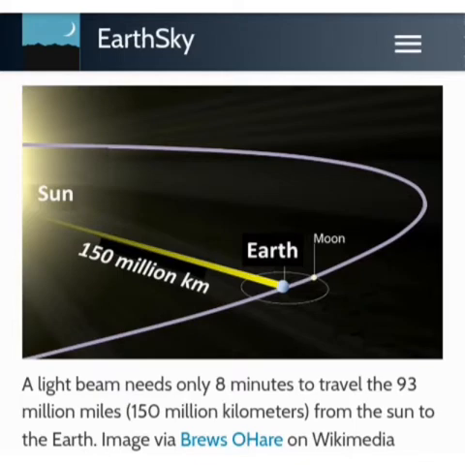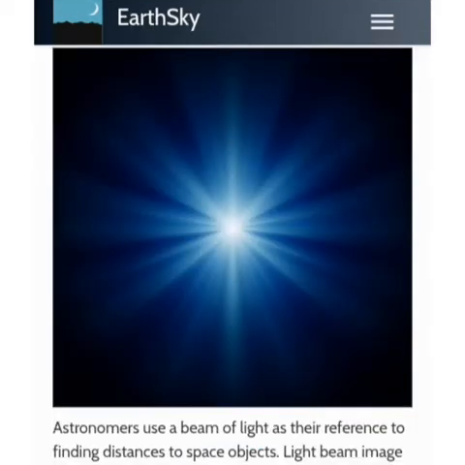Next, a light beam needs only 8 minutes to travel the 93 million miles, around 150 million kilometers, from the sun to the earth. So it takes 8 minutes to travel 93 million miles, that means 150 million kilometers. Next, astronomers use the beam of light as their reference for finding the distance to space objects.